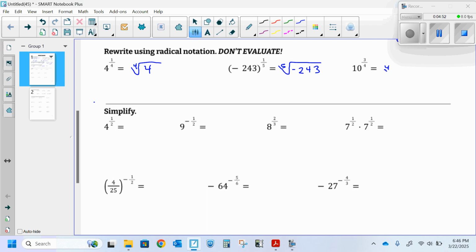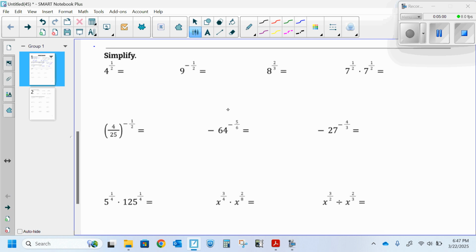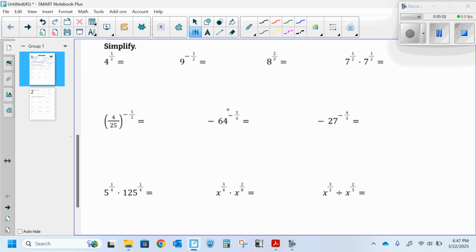This is the 4th root of 10 to the 3rd, and you can write 3 inside or out. It does not matter. Okay, so now we're going to do some simplifying. And some of these, like I said, you won't really need to change to radical form, but I'm going to do that in this notes video though.